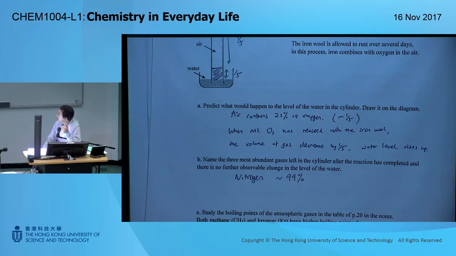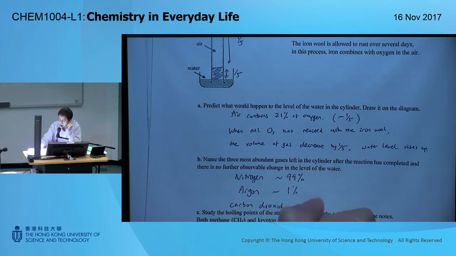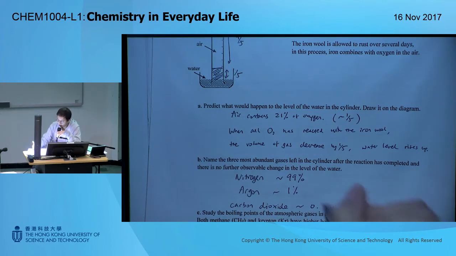Okay. The next gas that would be most abundant is the third most abundant gas in the air after oxygen, which is argon. Argon should be around 1% in this case. Usually it's around 0.94%. And the next one after this, we should have carbon dioxide. This carbon dioxide is the most abundant among the minor components. Should be around 0.04 to 0.05%, slightly higher than 0.03 to 0.04 because we have decreased the volume a bit.